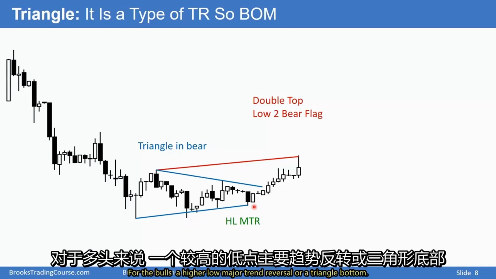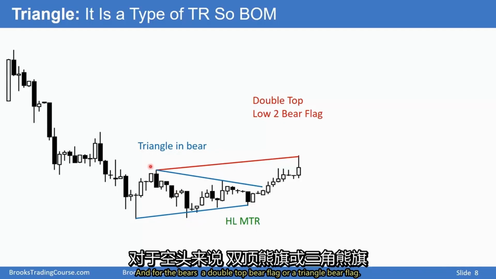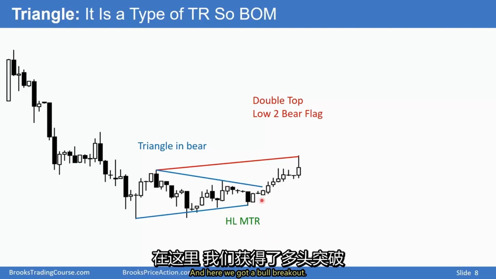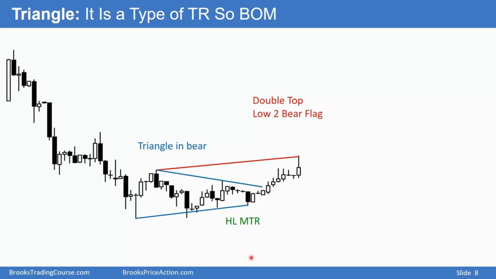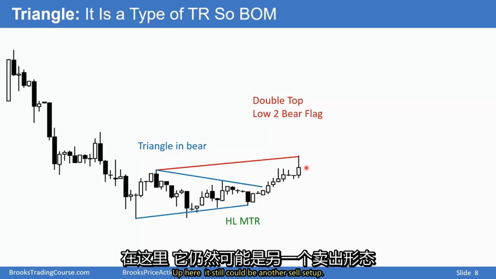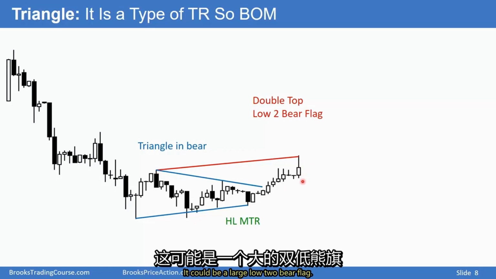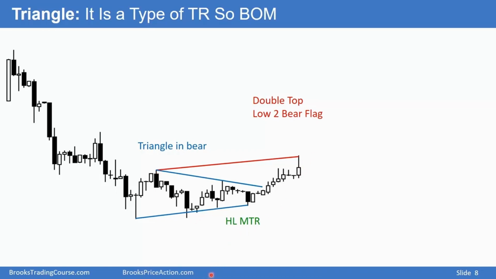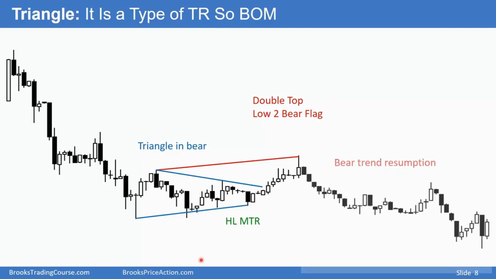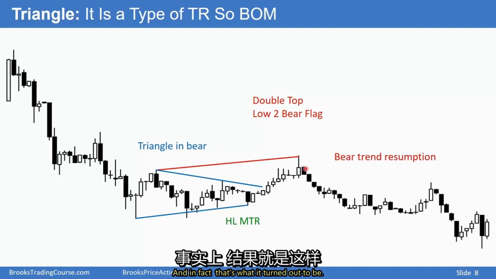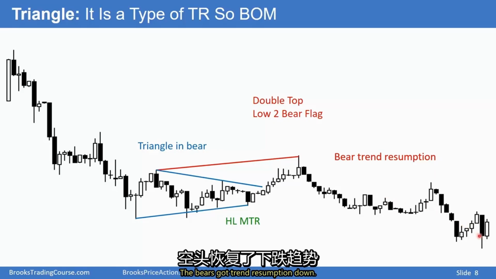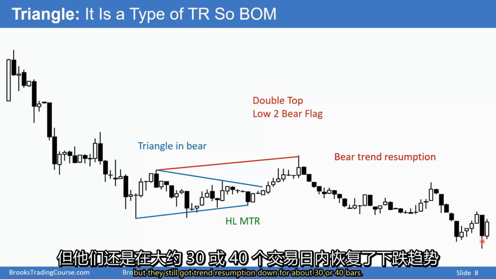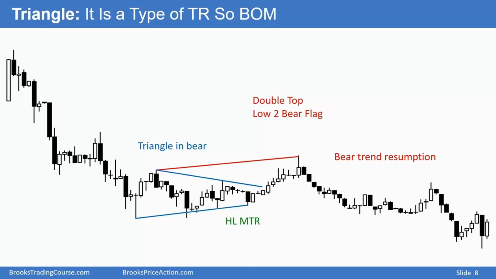For the bulls, a high or low major trend reversal or a triangle bottom, and for the bears, a double top bear flag or a triangle bear flag. And here we got a bull breakout. Up here, it still could be another sell setup. Two legs up, one pullback, two. It could be a large low two bear flag. And in fact, that's what it turned out to be. The bears got trend resumption down. Not a big bear trend, but they still got trend resumption down for about 30 or 40 bars.